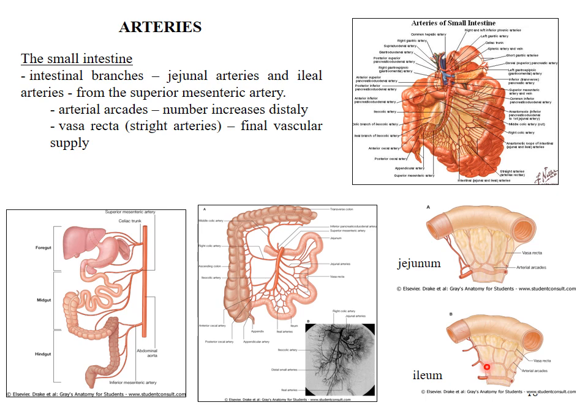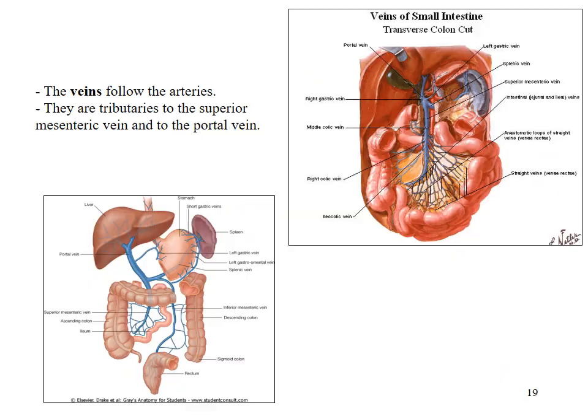Each artery has two branches, one for the artery above and one for the artery below. Veins follow the arteries. These are the intestinal veins, jejunal and ileal veins, which are tributaries of the superior mesenteric vein, and this vein is a tributary of the portal vein.